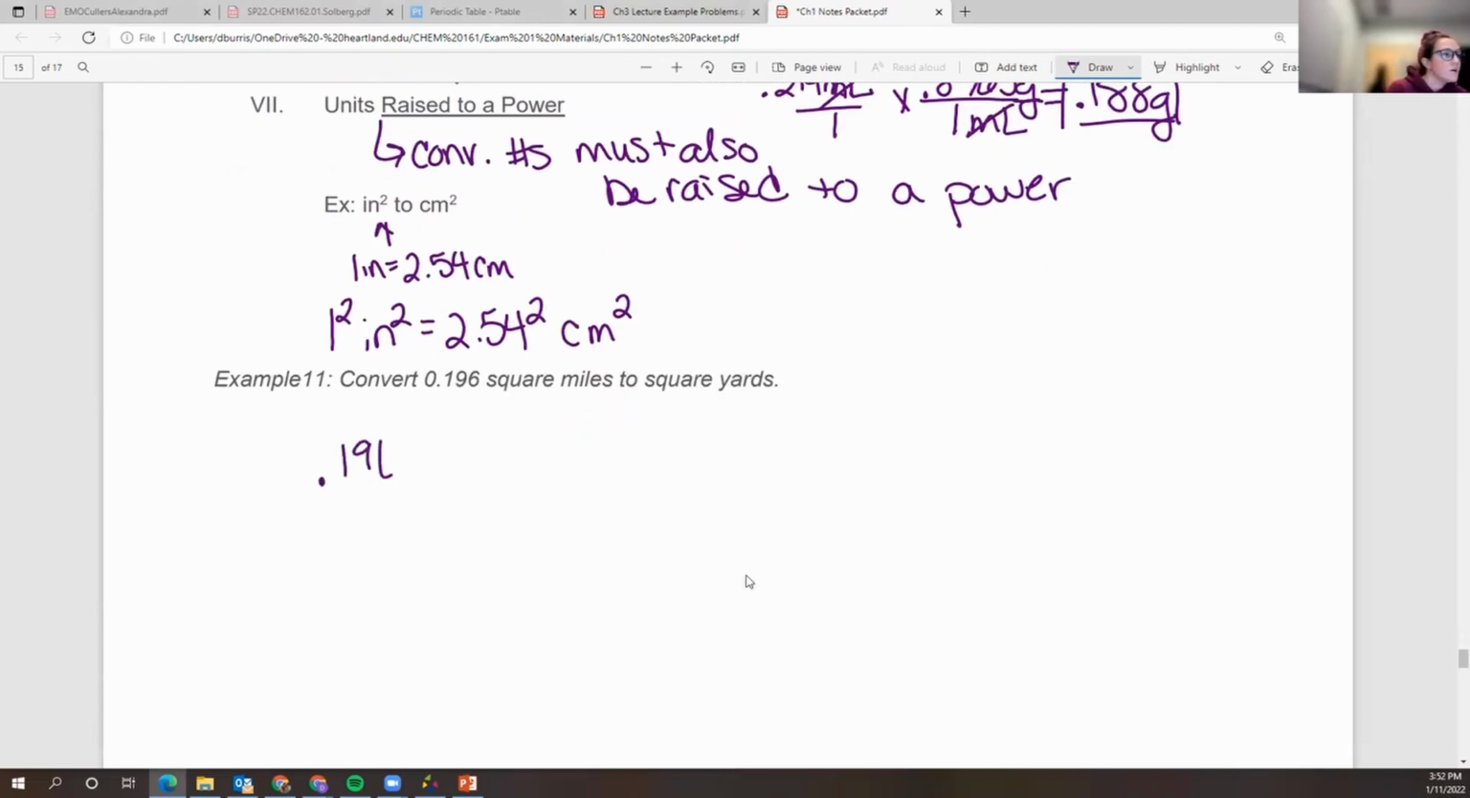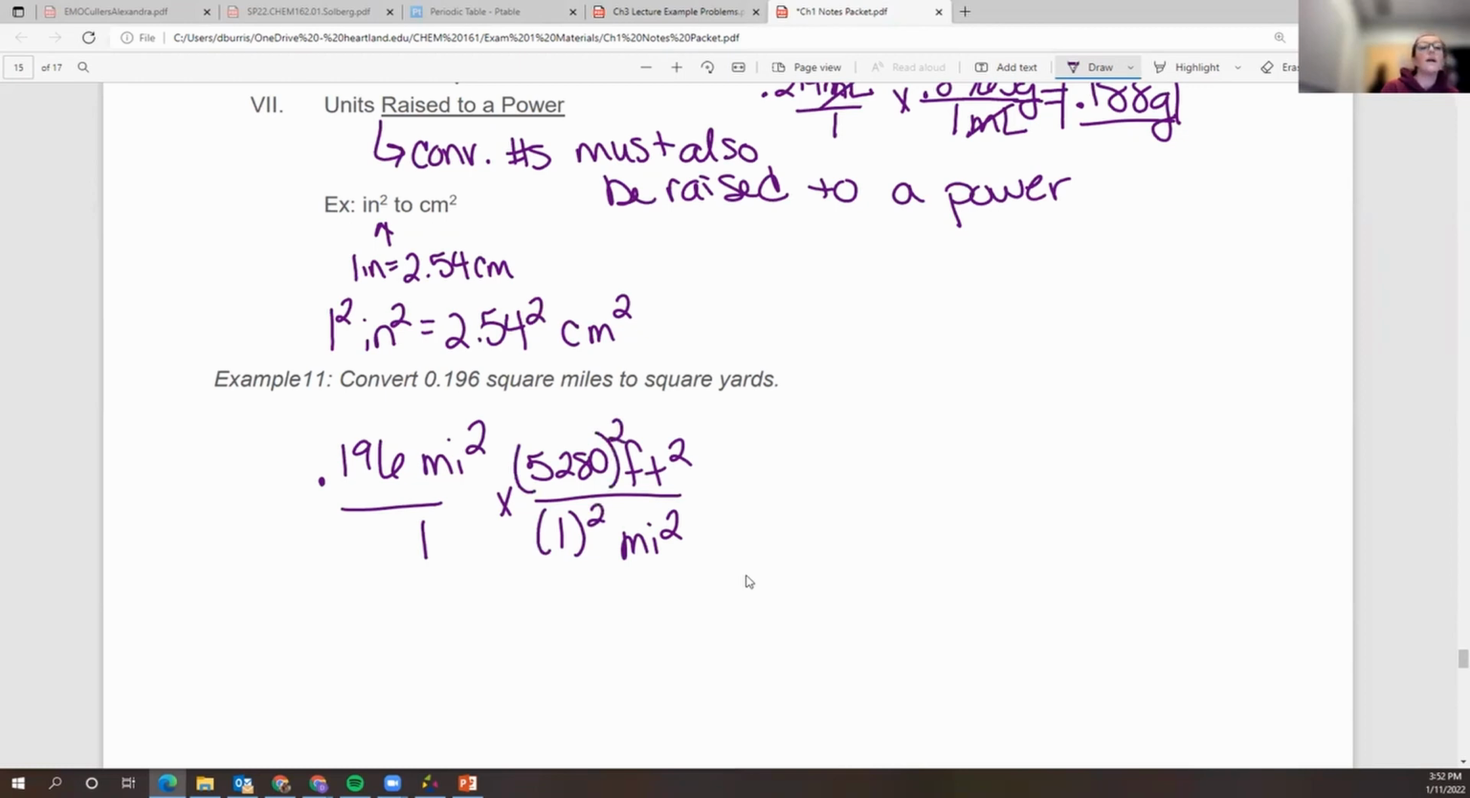So I'm going to start with my number. Square miles would be square miles over 1. Now I want to go to square yards. Now, I don't actually know how many yards are in a mile. I do know how many feet are in a mile and then how many feet are in a yard. So I'm actually going to go to feet first. So I want miles squared to turn into feet squared. Now I know that there are 5,280 feet in 1 mile, but in a squared one, there are 5,280 square feet in a square mile.